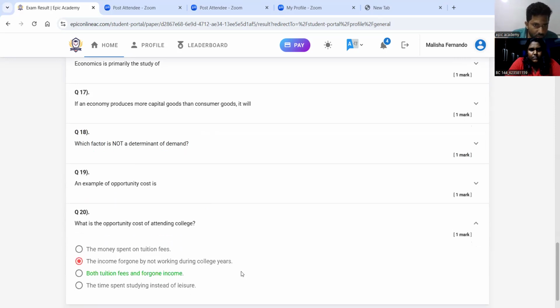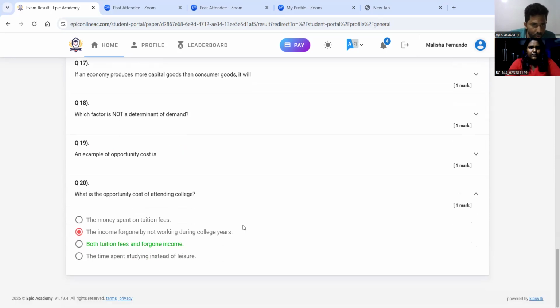Which factor is not a determinant of the future? Right, 20. What is the opportunity cost of attending college? Opportunity cost of college, potential. Oh, yes.